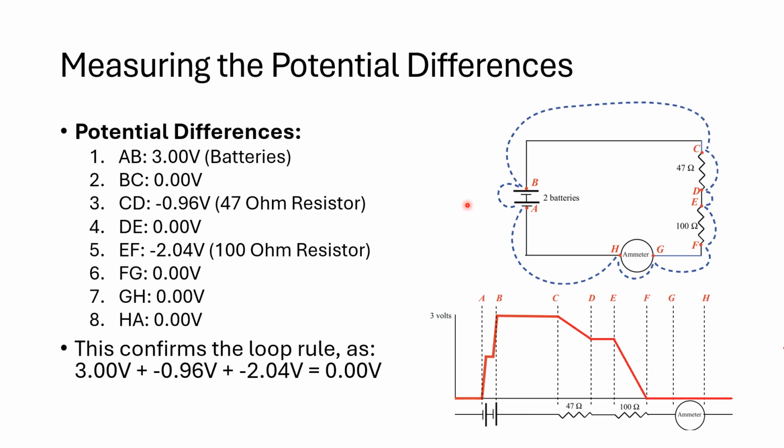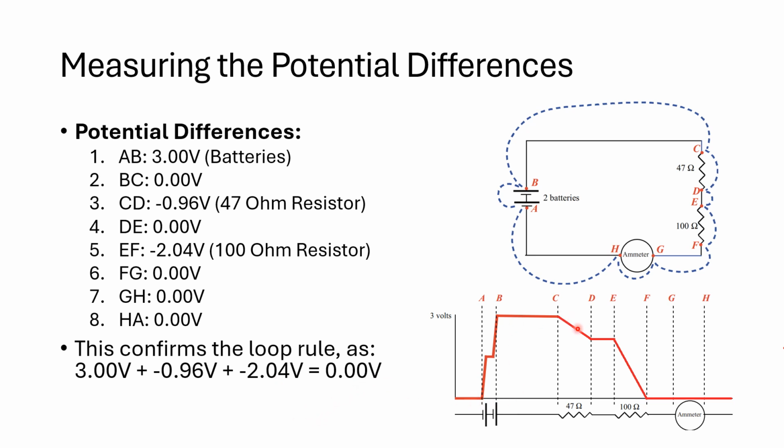When we measured the potential differences across the circuit as described in this diagram, here were the values we got. We gained 3 volts across the batteries, we lost 0.96 volts across the 47 ohm resistor, and lost 2.04 volts across the 100 ohm resistor, and the rest was 0. Our findings do confirm the loop rule, as the sum of the voltage differences added to 0.